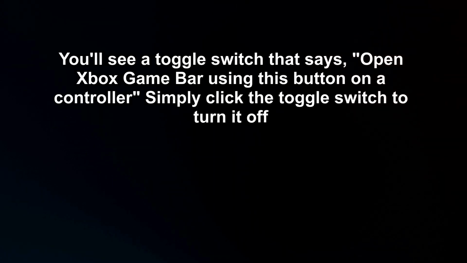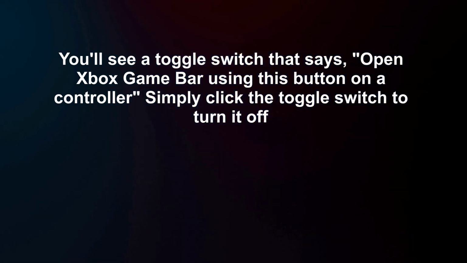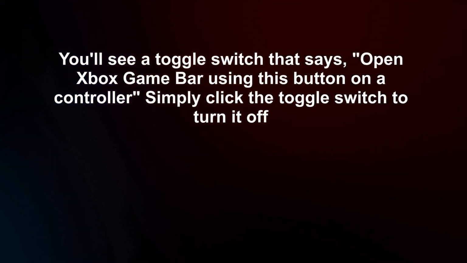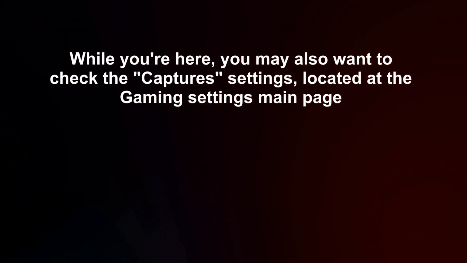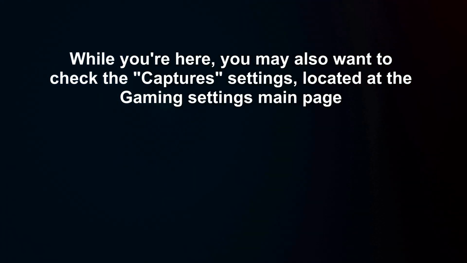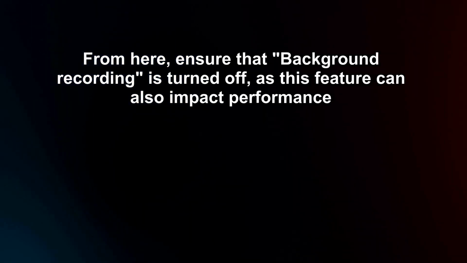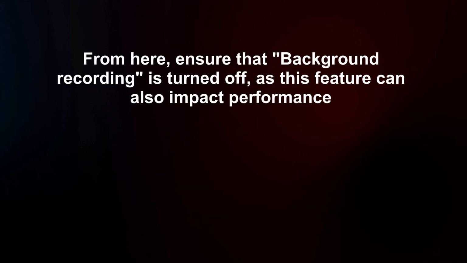You'll see a toggle switch that says, Open Xbox Game Bar using this button on a controller. Simply click the toggle switch to turn it off. While you're here, you may also want to check the capture settings, located at the gaming settings main page. From here, ensure that background recording is turned off, as this feature can also impact performance.